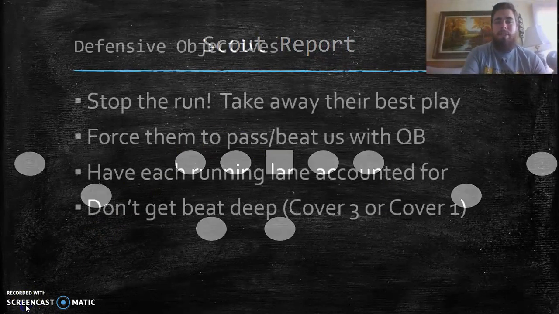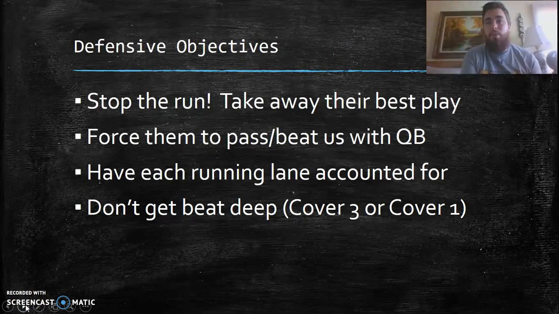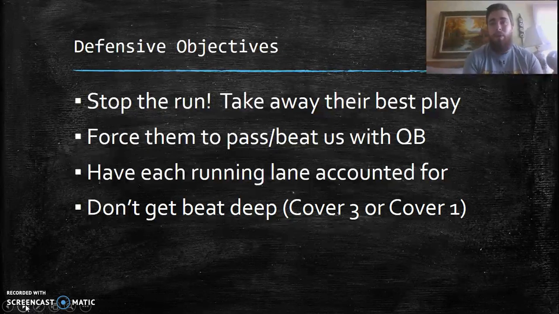So based on this scheme, what are my objectives? What I want to do, I want to take away their best play. I want to take that run away. I want to take that inside zone away from them. Why? Because I want to force them to pass the ball. I want them to beat us with their quarterback. Most times at the high school or lower levels, their quarterbacks are not good enough. Not always. Sometimes they can be, but usually they're not good enough to beat us with their passing game alone. So if I can take away their best play, I can force them to do things that they don't want to necessarily do.